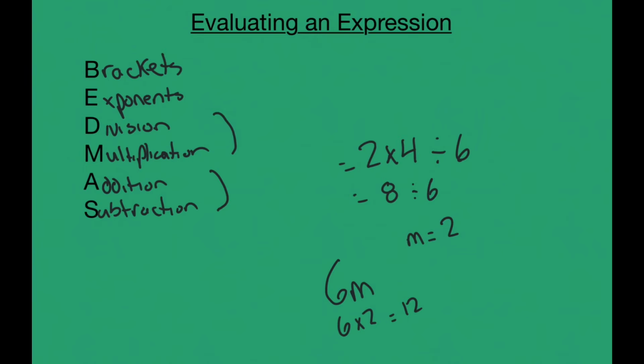The other thing we might need to know is if we have 6m over 2, that's going to mean divide. We can also see it like 6m and a slash divided by 2. That just means we need to divide. So now that we know some of the basic rules of algebra, we can do a little bit of practice.